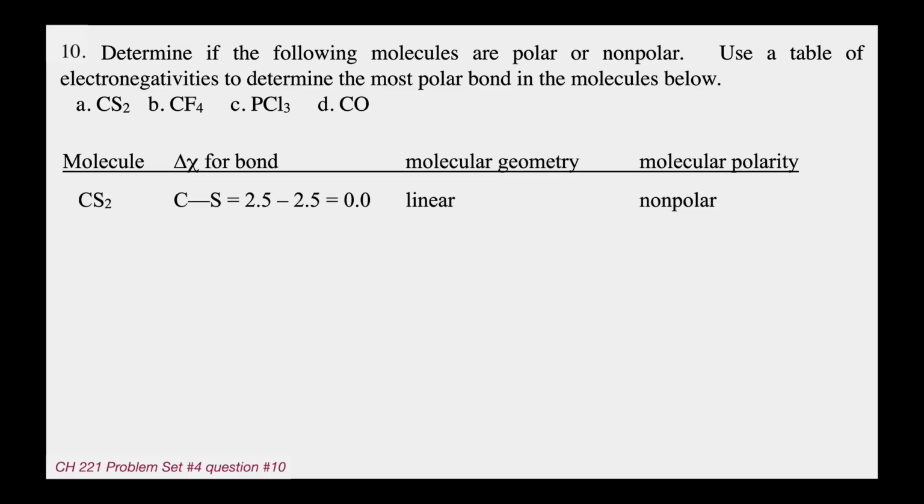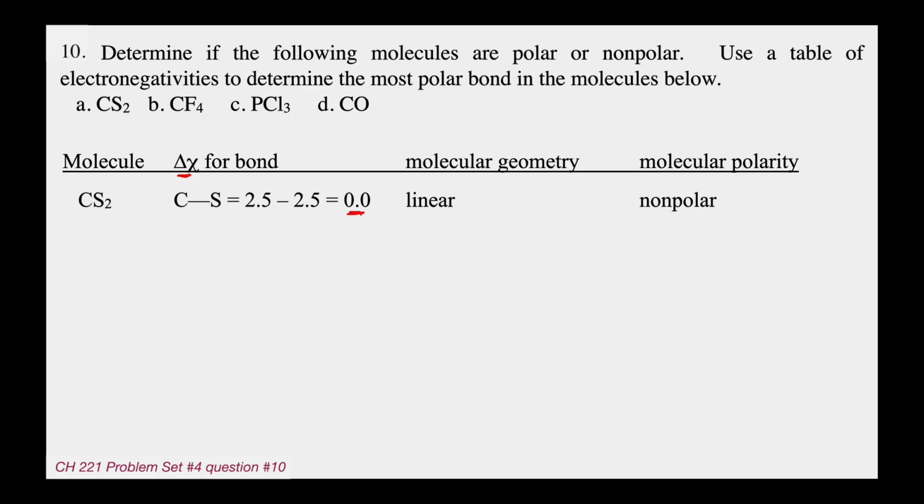Let's look at CS2. All right. So CS2, if you draw out the Lewis structure, we've done it already a couple times. It's a carbon with double bonded sulfurs on both sides. Sulfur is pretty electronegative, all right? But carbon actually is equal in electronegativities to it. So notice here the delta chi value, the change of electronegativity. It's actually 0, all right? So carbon-sulfur bonds are not polar, all right? There's no difference in electronegativity.